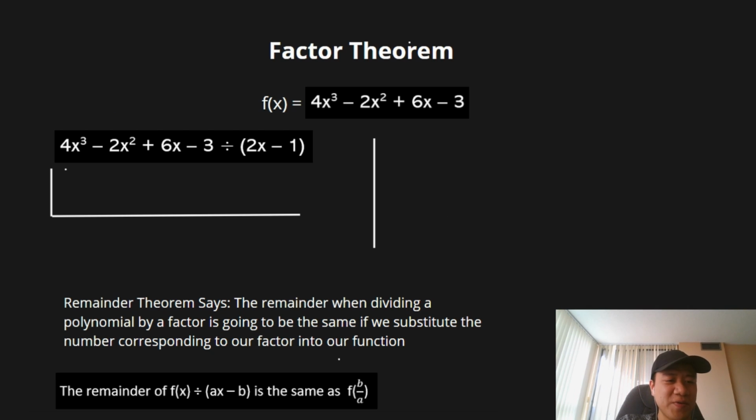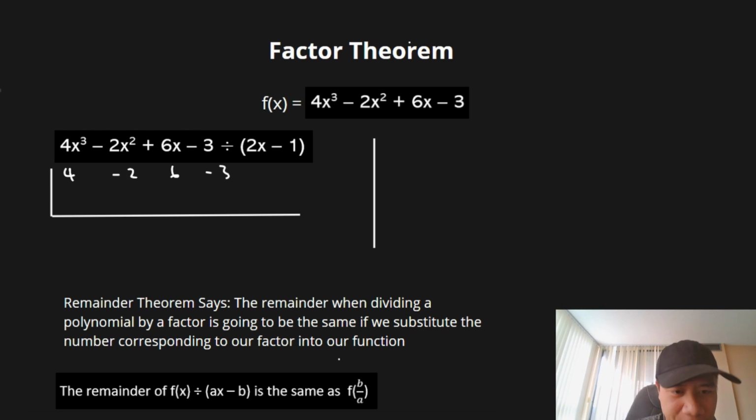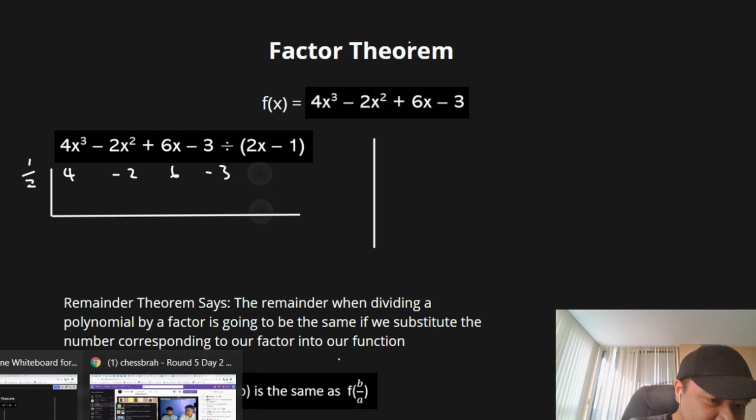So what we're going to do is we're going to do this specific example. I set this up in a specific way so we get a certain result, and that'll actually get us insight into what factor theorem is. So let's do it. Let's get this started. So 4, -2, 6, -3, and we're dividing by 2x minus 1. So in our synthetic division, we put in 1/2. Okay, let's do it.